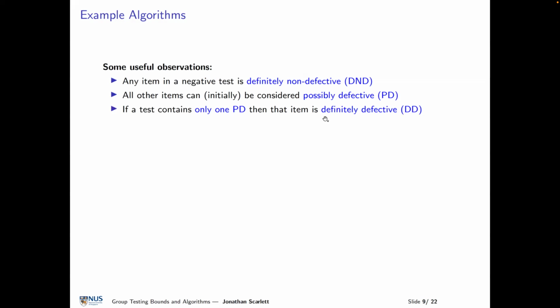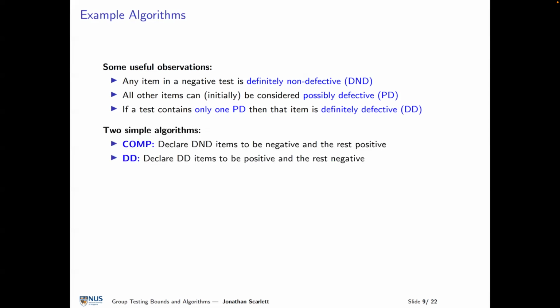And then the third observation is, if there's a positive test and it contains only one possible defective, then we can upgrade its status to definitely defective. Because there's only one, the test is positive, there's only one thing that could have caused the positive, therefore it's definitely defective. I should have said a positive test. By default, it must be a positive test anyway. So we can get some items that are definitely non-defective, some that are definitely defective without much thought.